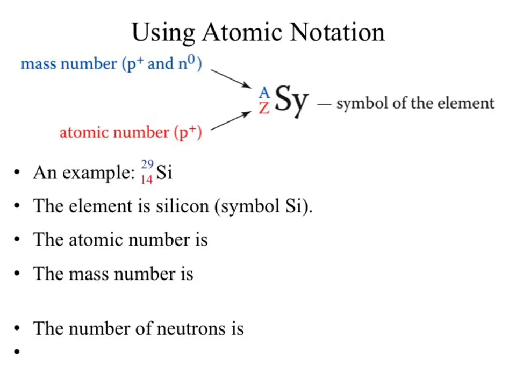What other information can we get out of here? What's our atomic number? 14. Which means we have 14 protons. So our atomic number gives us the element, our proton count. What's our mass number? 29. Is that the mass number on our periodic table? No. That's odd. I wonder why that doesn't add up.